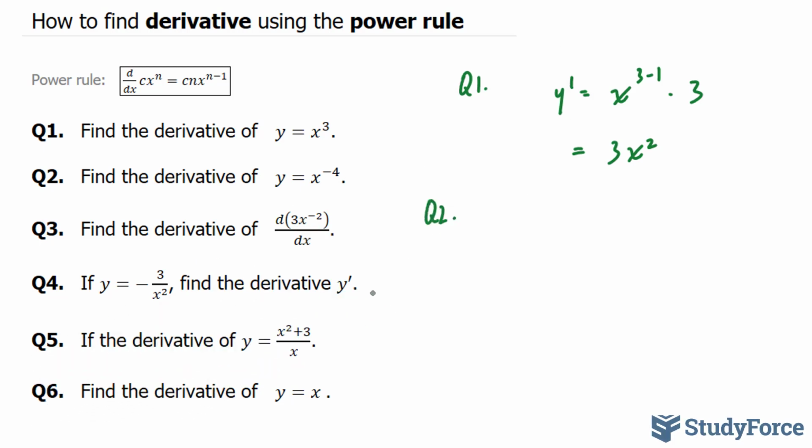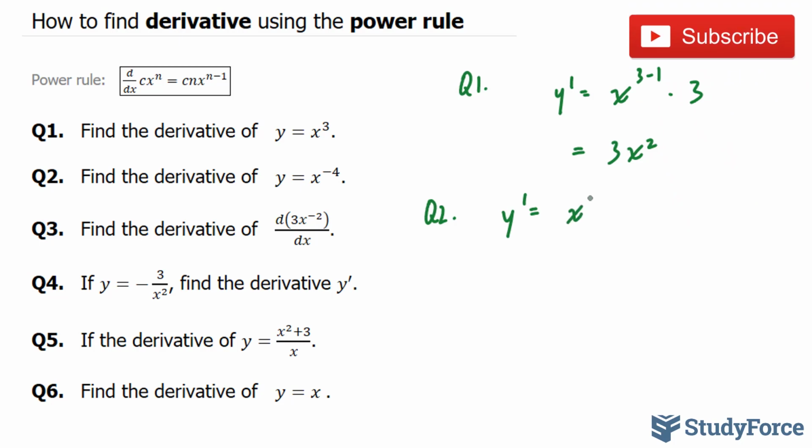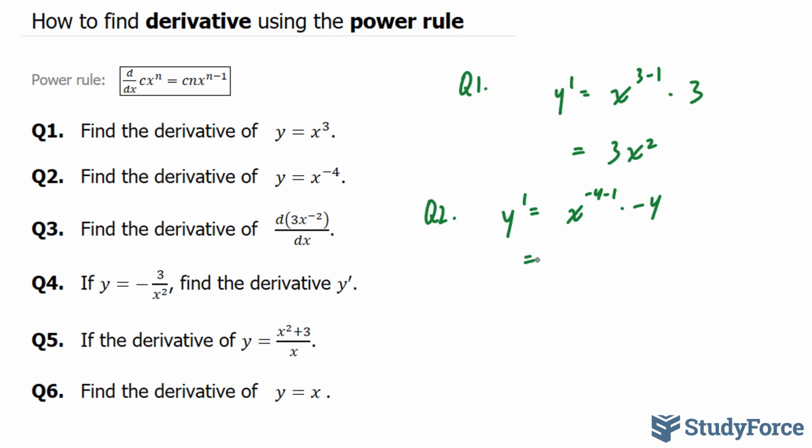In question 2, they want us to find the derivative of y is equal to x to the power of negative 4. So y prime is equal to x to the power of negative 4 minus 1 times negative 4. Negative 4 minus 1 is negative 5, and that negative 4 can be written right beside the x, or by convention, we write it as negative 4 x to the power of negative 5.